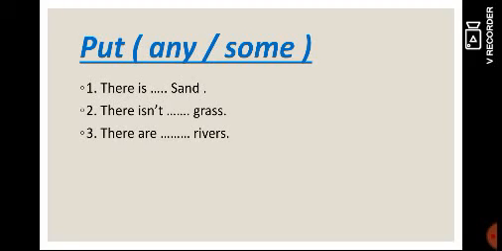Number 3, there are rivers. Here are is affirmative, so we can't take any. There are some rivers.